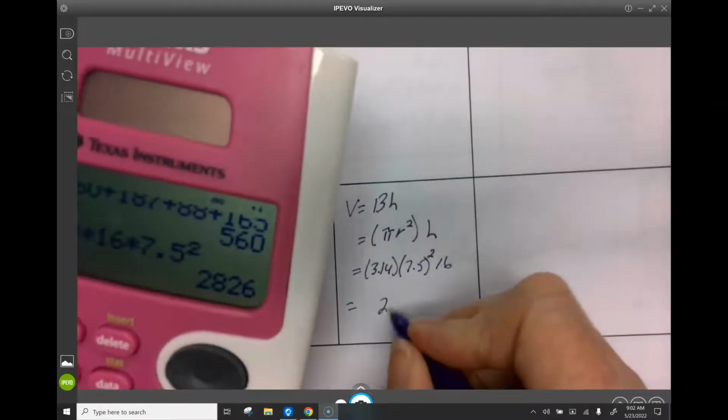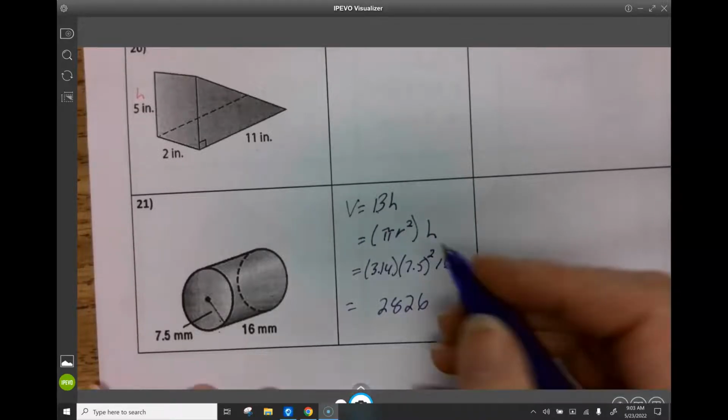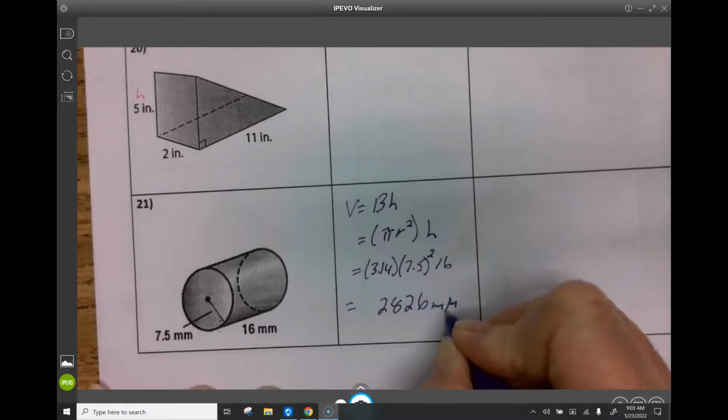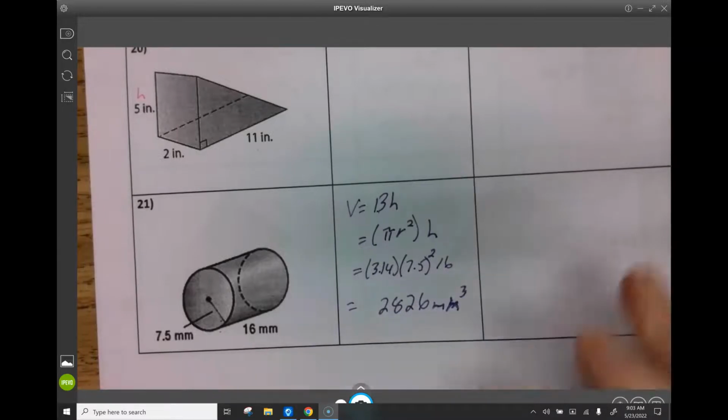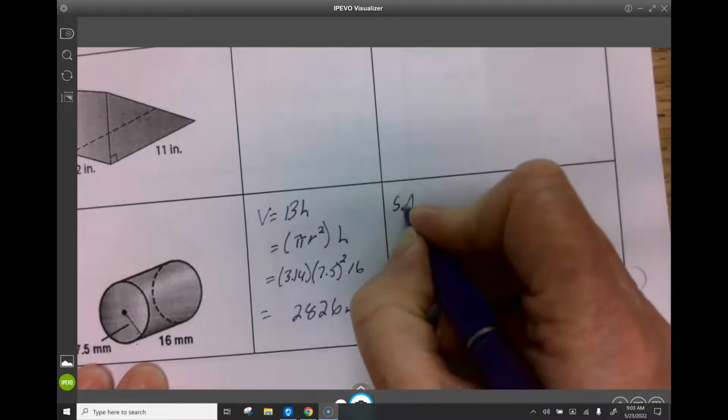And I'm not sure if that's right. I'm going to do it one more time just to make sure. Especially when I have to do a squared button, I'm going to always double check it. So that's 2,826 millimeters, and we're in volume, so what is that? Right, cubed.